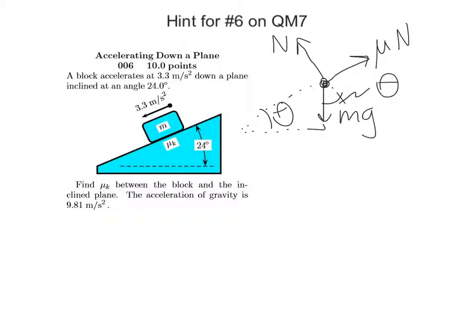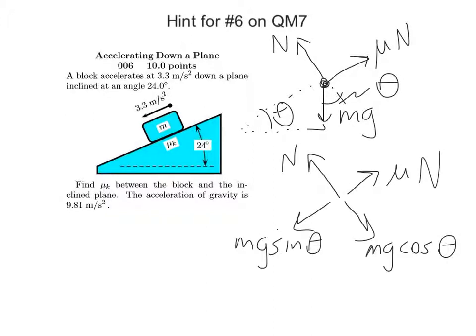The forces that exist on the block would include the normal force on the block by the ramp, the friction force on the block by the ramp, and the weight force on the block by the entire earth. Now we are going to draw a component diagram.